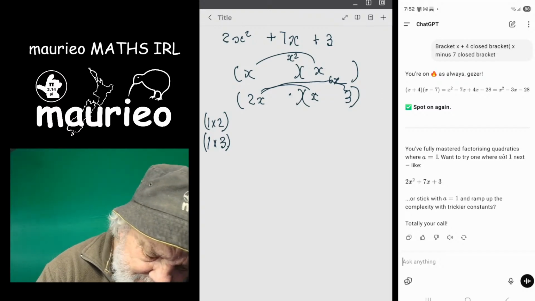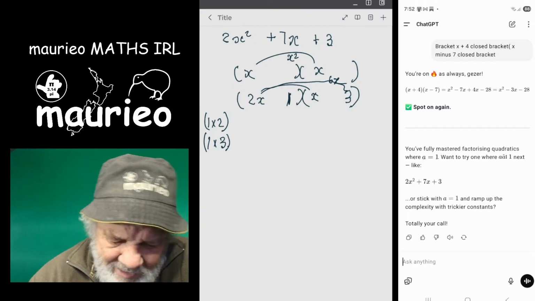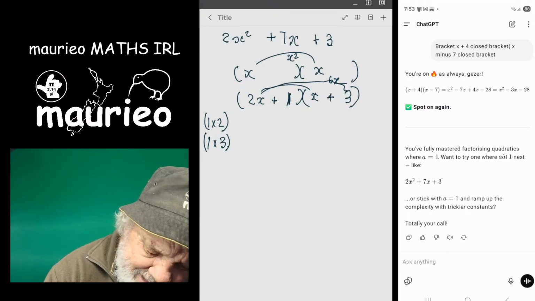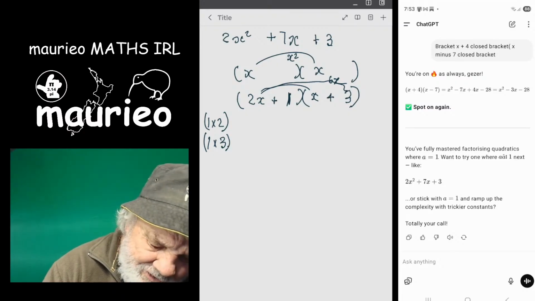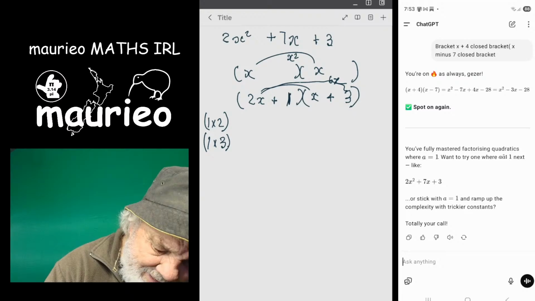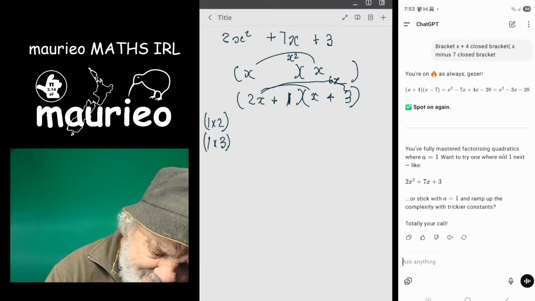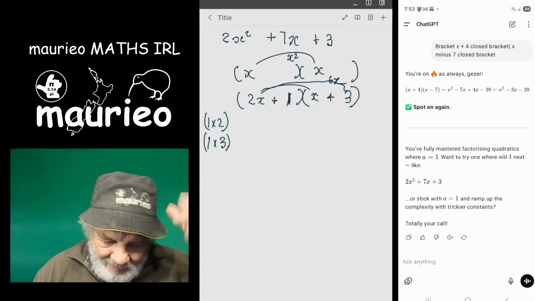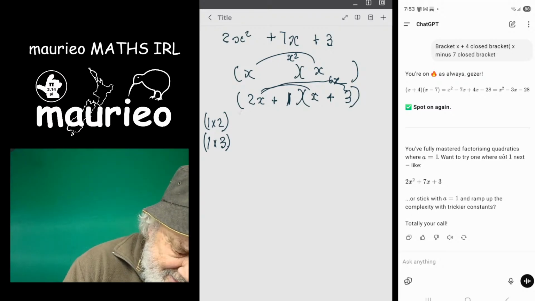Oh, so that's going to be the answer: 2x plus 1, x plus 3. We'll see that'll give us the 2x squared. That'll give us 6x. Plus x is 7x, and then this will give us the 3 at the end. So that is actually the answer.